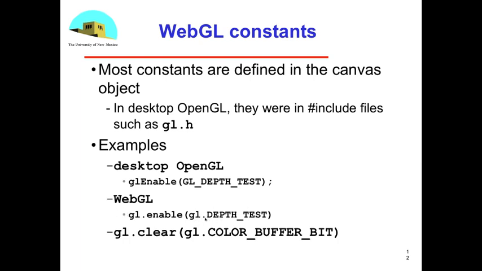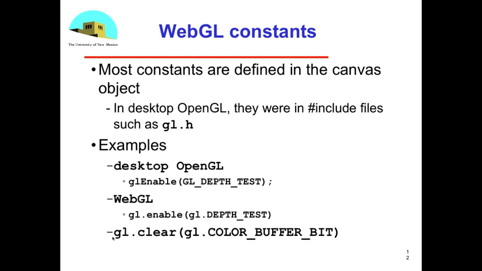So it's gl dot, meaning it's inside of that object, and the parameter name is depth test. So it's pretty much exactly like it was in desktop GL. Here's another example of clearing the screen, of clearing various buffers. It happens to be only clearing the color buffer.